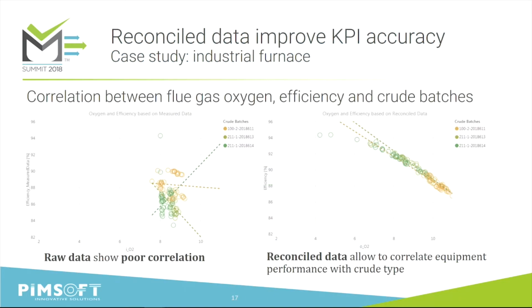We have another example here, and I know Massimo showed this earlier, of how data reconciliation can improve the accuracy of a key performance indicator, specifically the efficiency of this industrial furnace. On the left side, we have the raw data that shows a really poor correlation between the efficiency of the furnace and the oxygen content in the flue gas. On the contrary, after the reconciliation, we're able to see a good correlation between the oxygen content and the efficiency. The engineer can then better plan for crude batches.